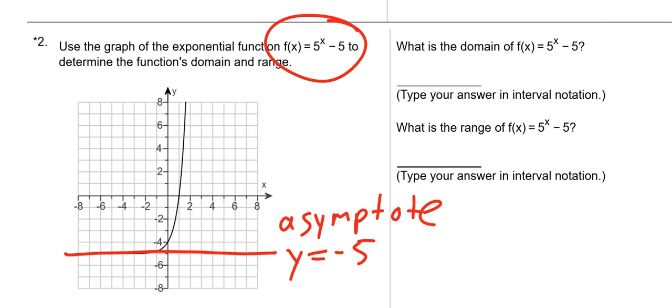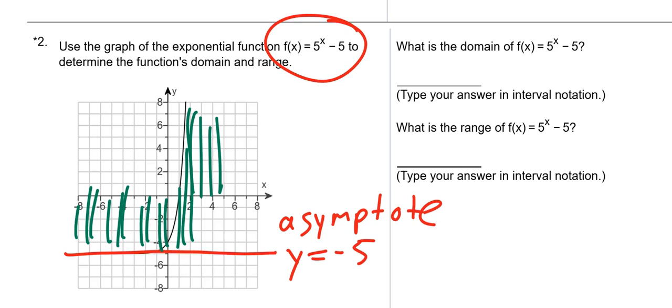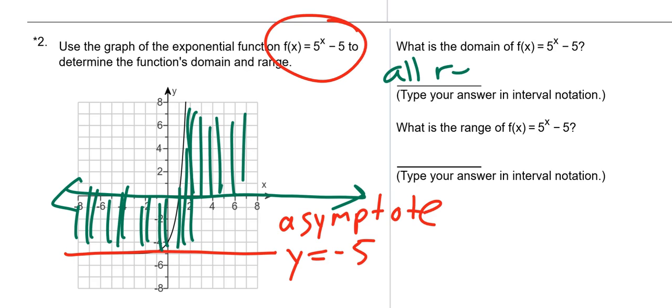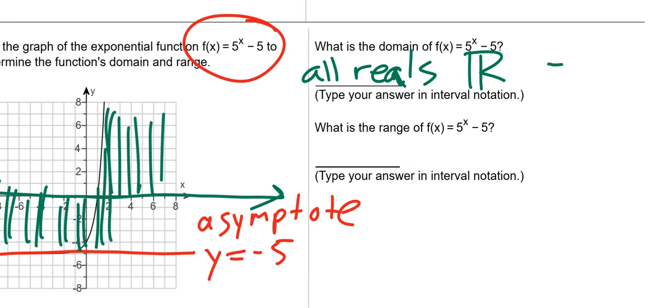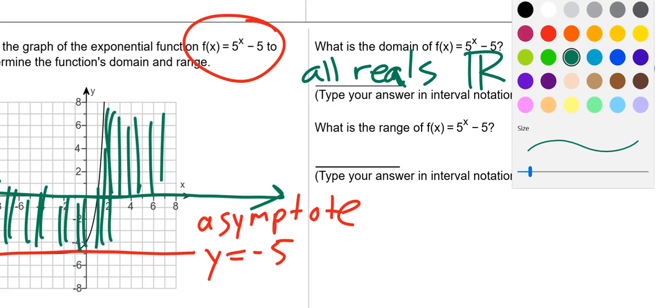Domain. That's where we push all of the values onto the x-axis. Everything gets pushed onto the x-axis forever and ever. How much of the x-axis would get covered? All of it. Range is what you're thinking of. So I'll take all reals, or negative infinity to infinity if you want to do it that way. Range would be more interesting than that one.